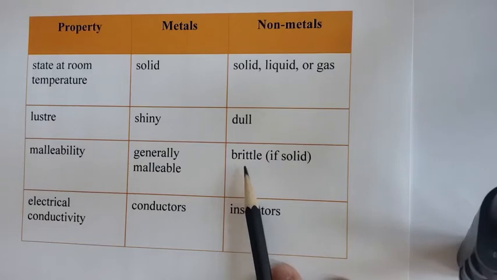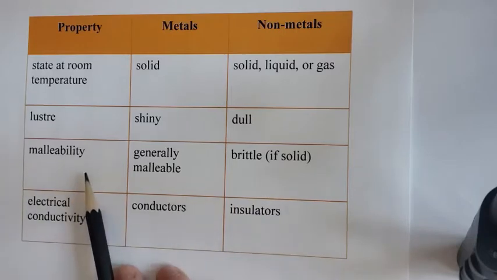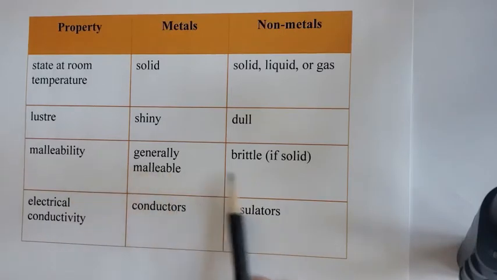Non-metals, if they're solid, tend to be very brittle. So if you hit it with a hammer, like silicon, it actually shatters. So that's why we think, oh, well, maybe silicon is not a metal. It's actually a metalloid. Electric conductivity. So does it conduct electricity?